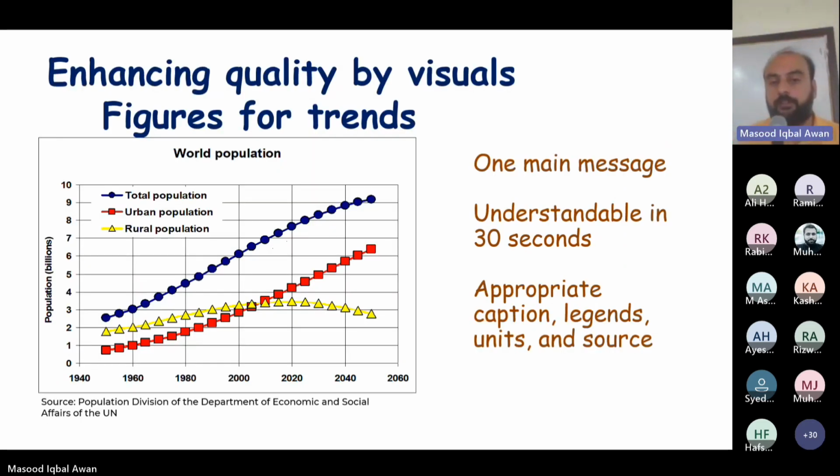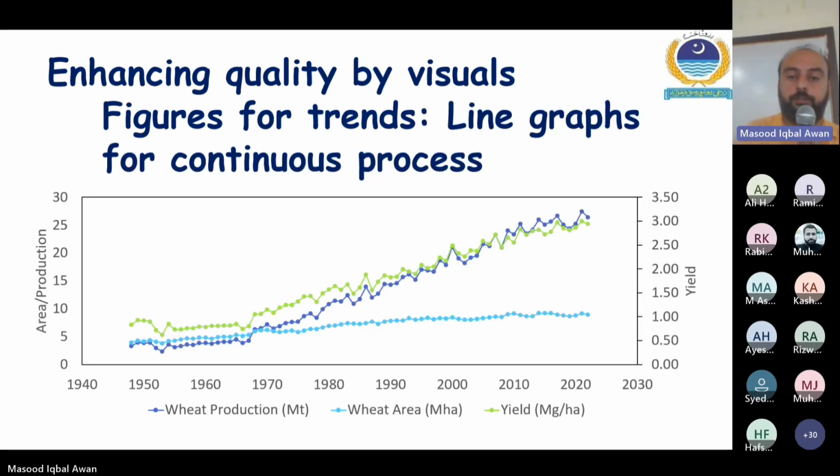And we use figures for trends. For example, this figure shows the trend of increasing population, and there is another message that the urban population is increasing faster than the rural population. Ideally, a figure should have one main message. It should be understandable in 30 seconds, and we should use appropriate captions, legend, units, and source where necessary. We use line graphs for a continuous process. This graph shows area, production, and yield of the wheat crop in Pakistan over a time series.